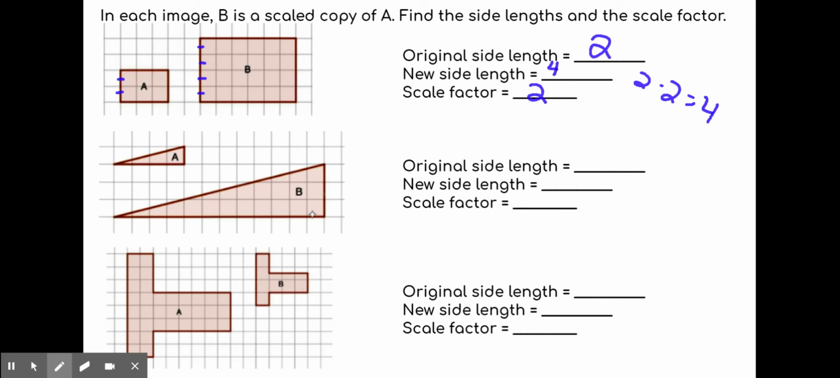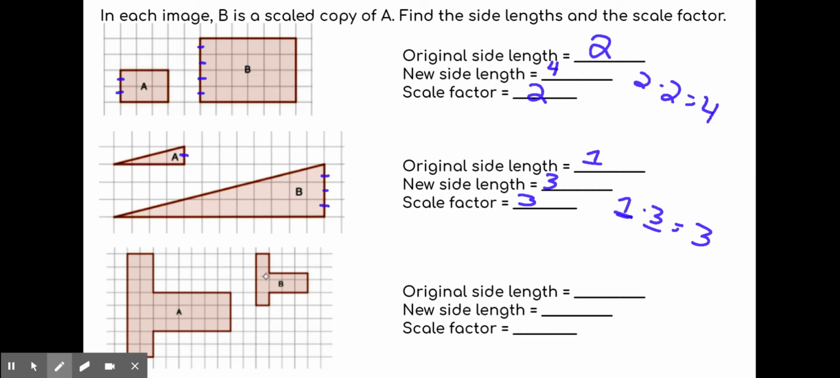So now I have 2 triangles, and triangle B is a scaled copy of triangle A. So I'm going to look, and I have this little short one right here. This would be easy to count, right? So it has a side length of 1. All right, so I'm going to do the corresponding side in triangle B. It has side length 1, 2, 3. So the new side length is 3. So my scale factor, 1 times what is 3? 1 times 3 is 3, right? So my scale factor is 3. So whatever you multiply by, that's the scale factor, okay?